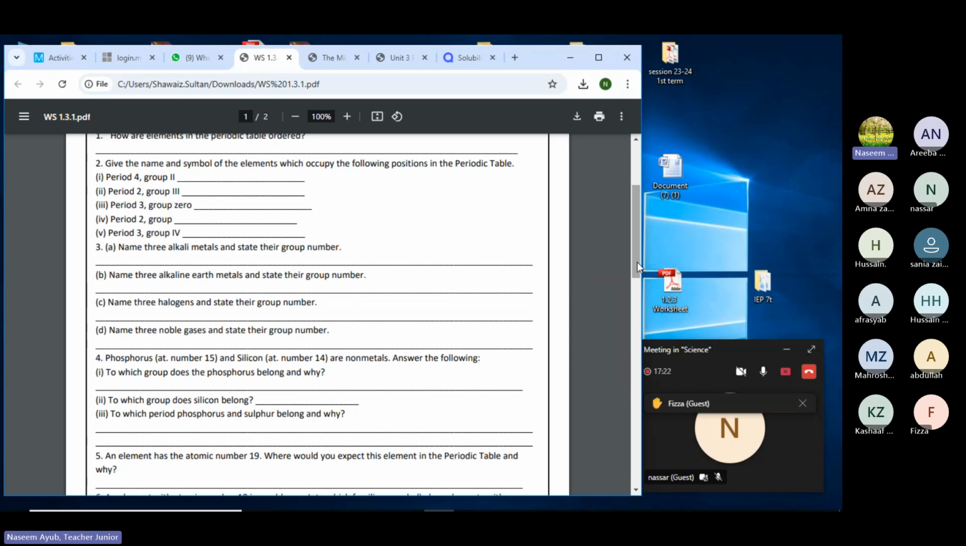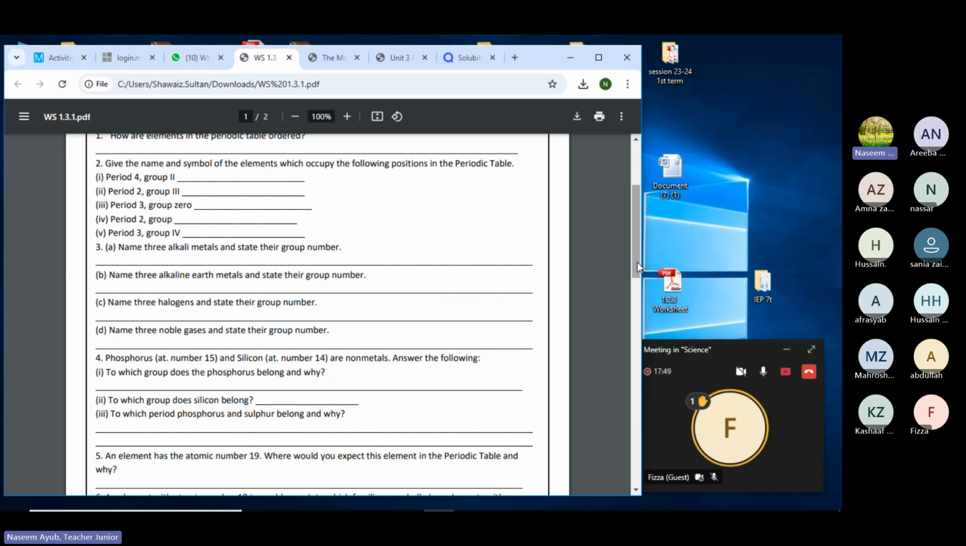Okay, Fiza is raising hand. Yes, Fiza, can you tell what are the three alkali metals and share their group number? Ma'am, they're in group one. So from group one, we can take any three, for example, lithium, sodium, and potassium. Yes, very good. Alkali metals are the group 1 members.